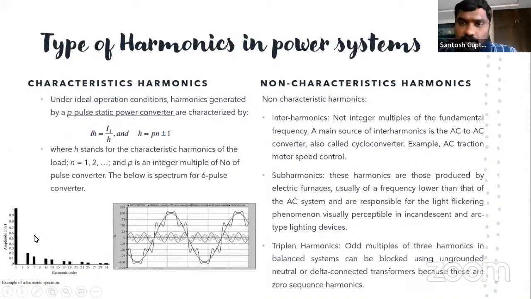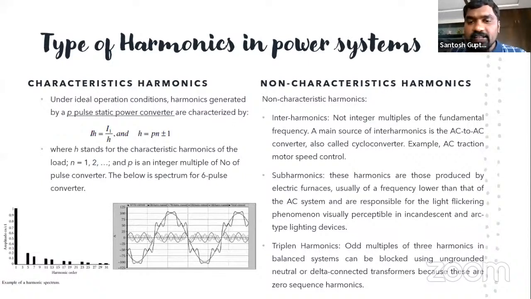In the non-characteristic harmonics, you have interharmonics. Basically, in the characteristic harmonics, the harmonics will be integers, like 1, 2, 3, 4, 5, 6. Whereas in the non-characteristic harmonics, like the interharmonics, you can have something like 5.1 or 5.2, some kind of real number harmonics. Basically, these are generated by AC converters, cycloconverters, which convert AC to AC.